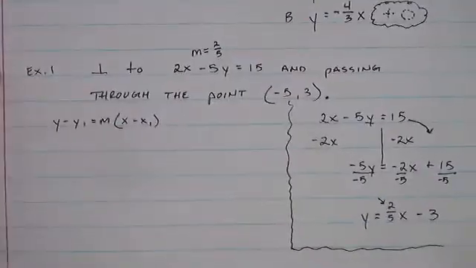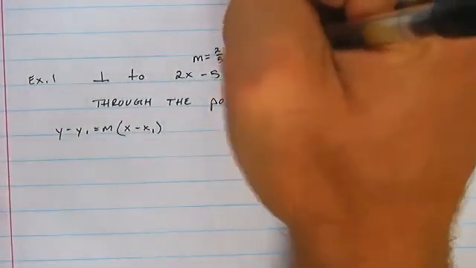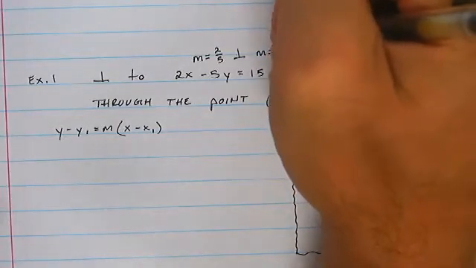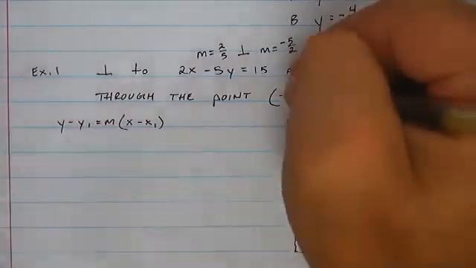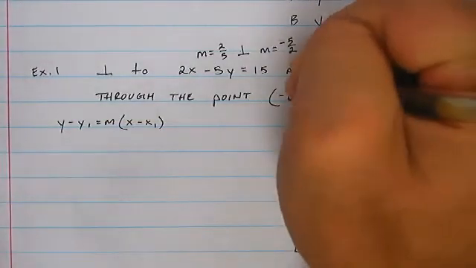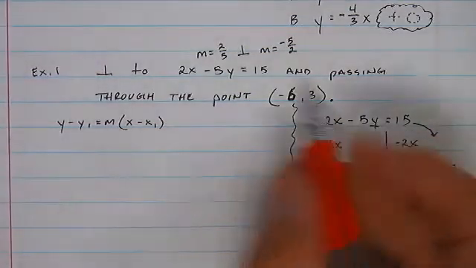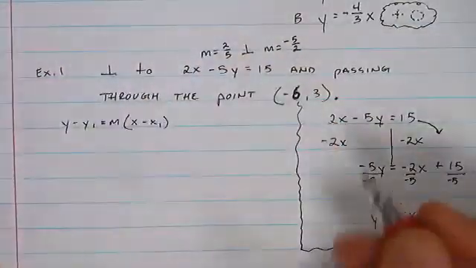Well, I need a perpendicular slope to that. Okay, so perpendicular to 2/5 would be, flip it over, change the sign, negative 5/2. So I got that one wrong. Let's make that a 6 here for our point instead, because it needs to be divisible by 2. All right, so we're going to look ahead. Now I've got a point and I've got my perpendicular slope. I can go ahead and work this problem.